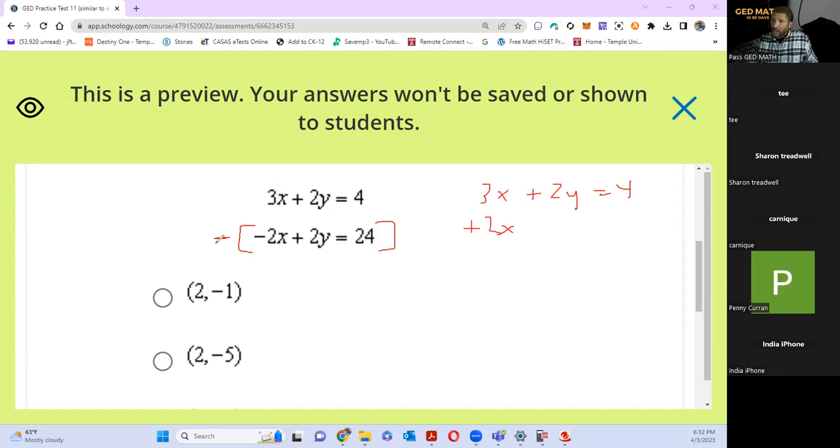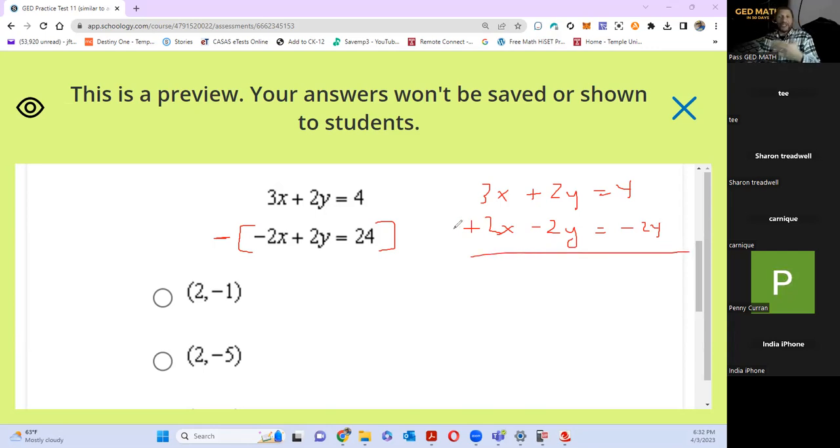And this one is going to be a negative 2y, right? A negative and a positive make a negative. Negative 24. So basically, this went from negative to positive, this went from positive to negative, and this went from positive to negative. This is one of the most common problems on the GED, where one of the variables will be the same. You have to multiply one of the equations by -1.